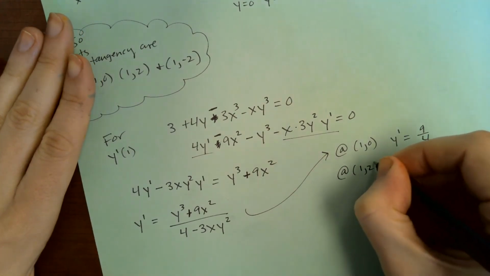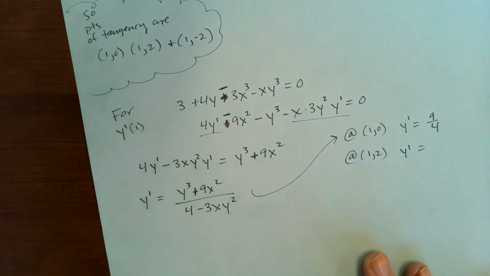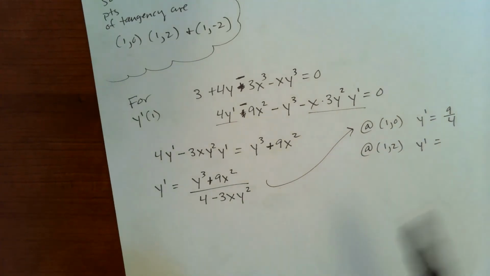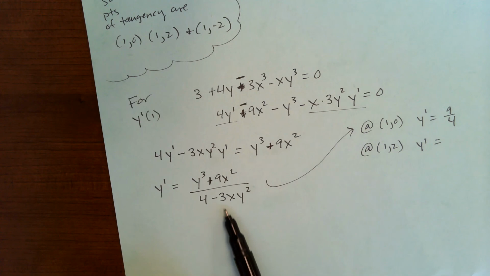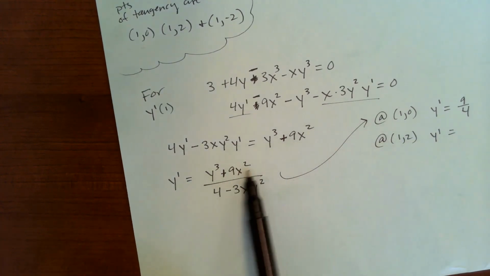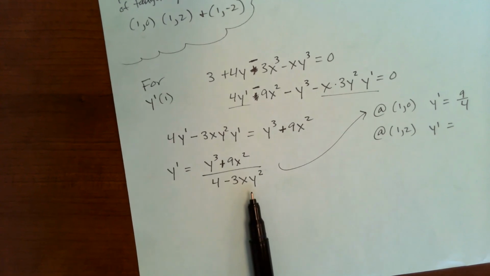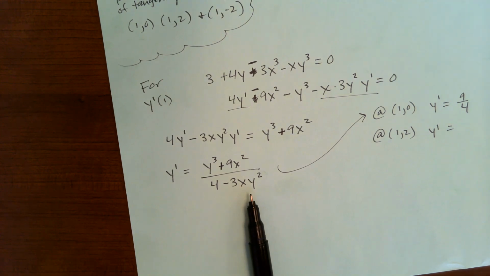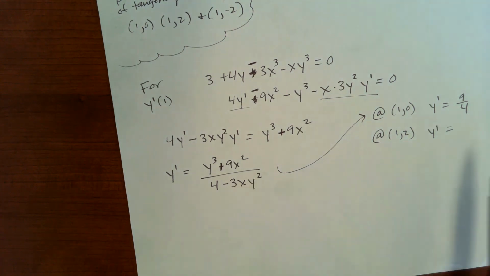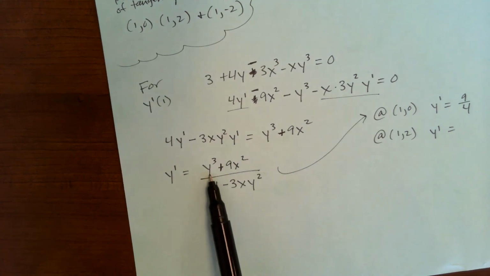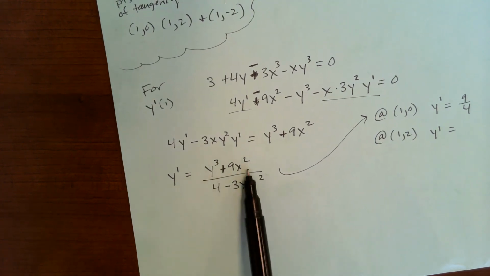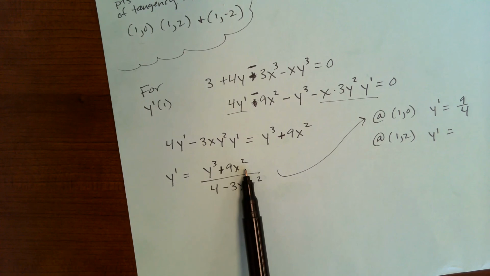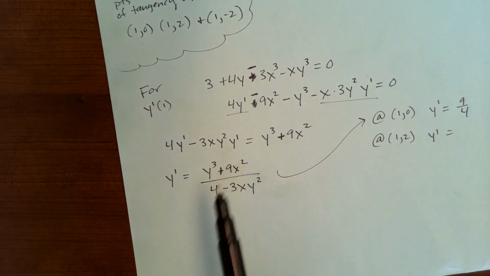At (1, 2), y prime is equal to, to save time, guys, I'll just say what I got earlier, but you're plugging in 1 for x and 2 for y, and we end up getting, what do we end up getting? I think negative 17 over 8, right? Because 2 goes in here, so that's 8. 8 plus 9 is 17. I'm going to sneeze, sorry.